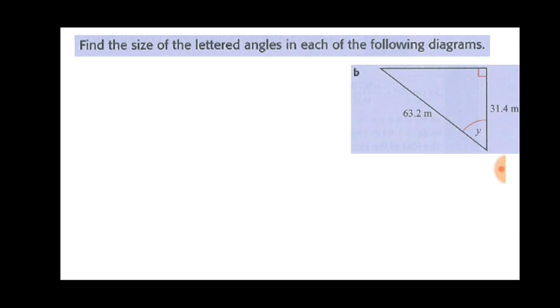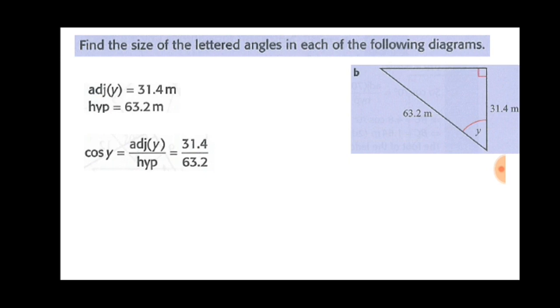Here we need to find angle Y. The adjacent side and hypotenuse are given. Adjacent side of Y is 31.4 meters. Hypotenuse is 63.2 meters. We can use cosine ratio. Cosine of Y is equal to adjacent of Y over hypotenuse, which is equal to 31.4 over 63.2. So Y is equal to cosine inverse of 31.4 over 63.2. Using the calculator, it will be equal to 60.2 degrees.